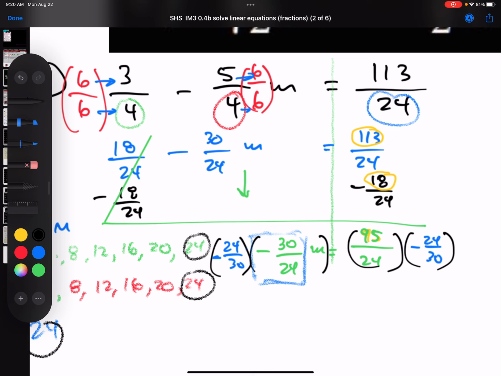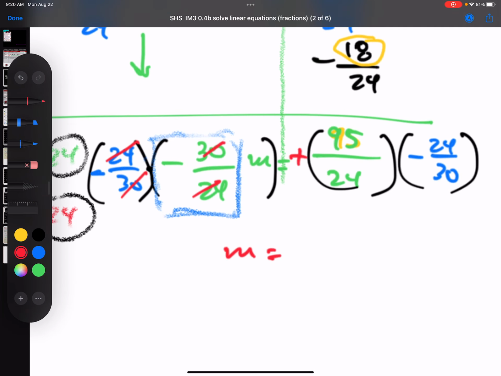The reason why I'm including the negative is because a negative times a negative is a positive. 24 divided by 24 is 1. 30 over 30 is 1. And you're going to get m equals, on the right side, this is a positive. Positive times a negative is a negative. I'm canceling my 24s because 24 divided by 24 is 1. And then I'm left with 95 over 30.